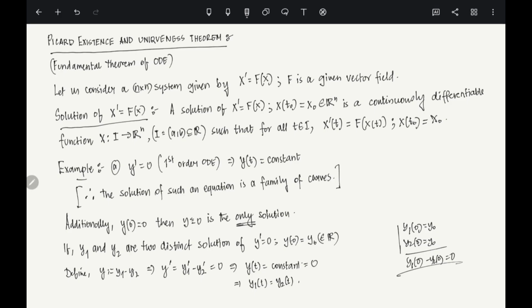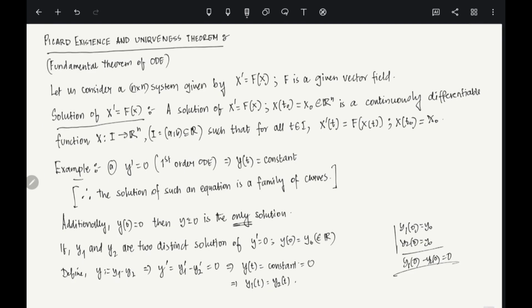But the thing is this: for a general problem, even though you have found the existence, finding uniqueness is a very, very difficult question. Okay, so we need to know how to do that. For that we are going to look at a very, very important thing. But before I do that, let us look at another example.